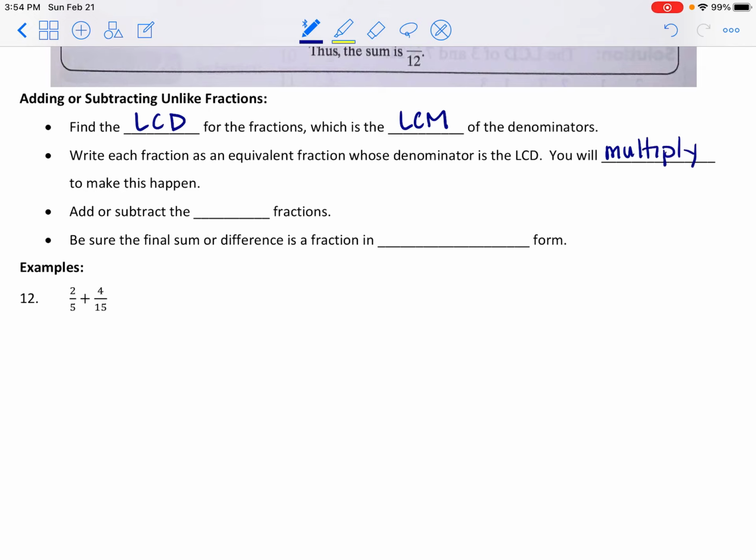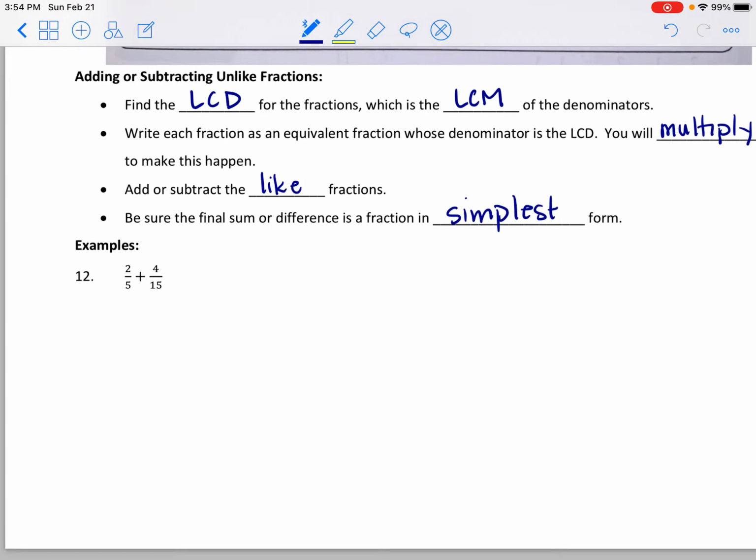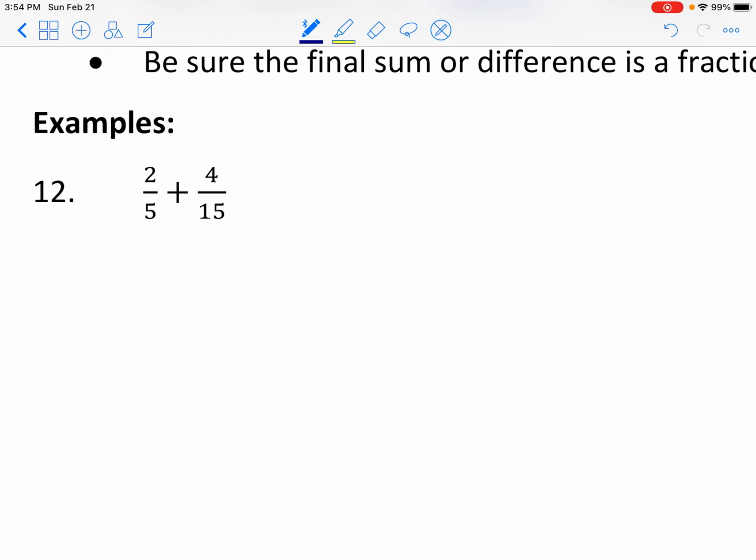And then we can add or subtract the like fractions that we've created. And then just be sure that that final sum or difference is in its simplest form. Okay, so let's try this out here. If I want to add 2/5 and 4/15, I can't unless I have like fractions.